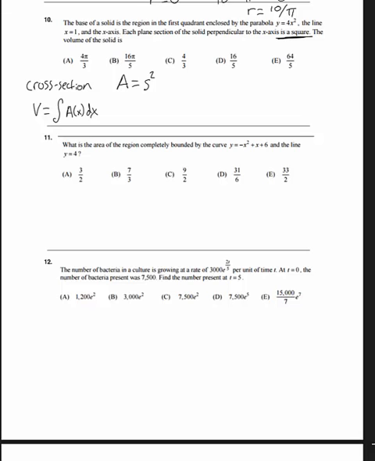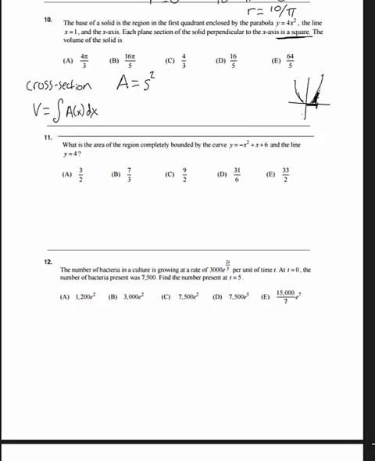Okay, so in this case, if you graph that, right, 4x squared, x equals 1, and the x-axis, that's going to be this right here. It also told you the first quadrant. So you know our endpoints are going to go from 0 to 1.